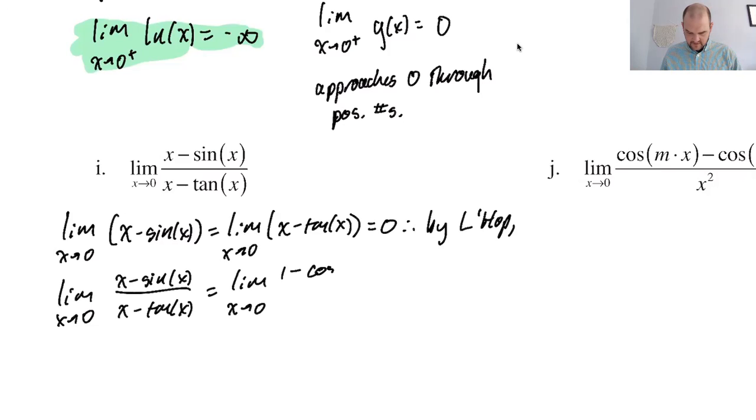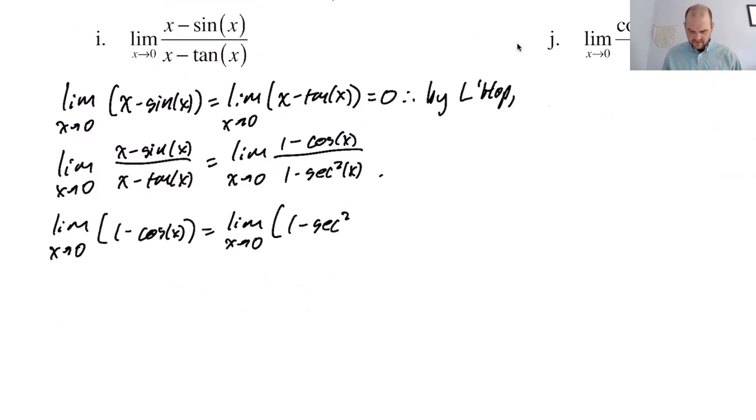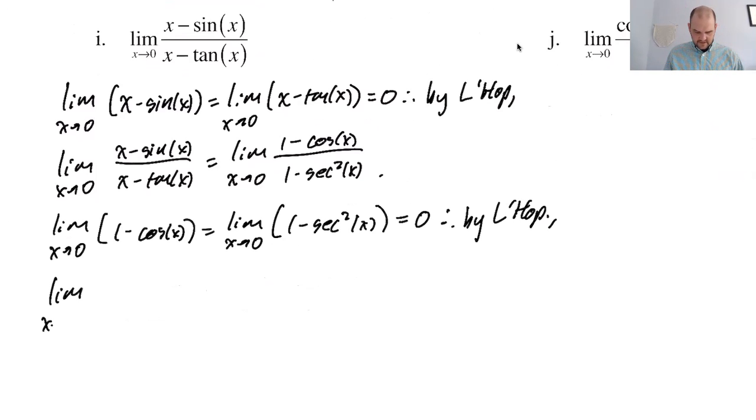1 minus cosine of x, so that's the derivative of the top. Derivative of the bottom is going to be 1 minus secant squared of x. Okay, so if x equals 0, it's another L'Hopital situation. We get 0 over 0. All right, so the limit as x approaches 0 of 1 minus cosine of x is equal to the limit as x approaches 0 of 1 minus secant squared of x. Seems like overkill on the work front, but whatever. By L'Hopital's. Let's hope it doesn't go again. The limit as x approaches 0.